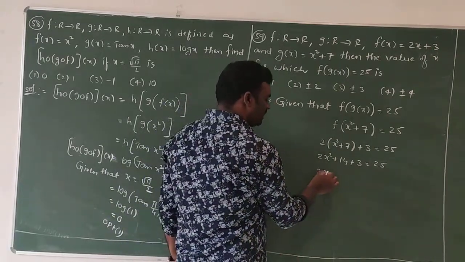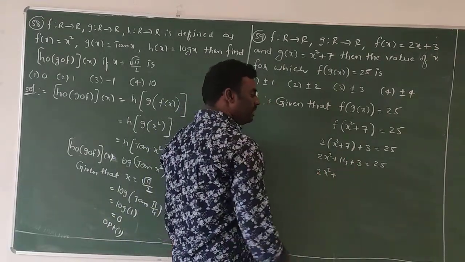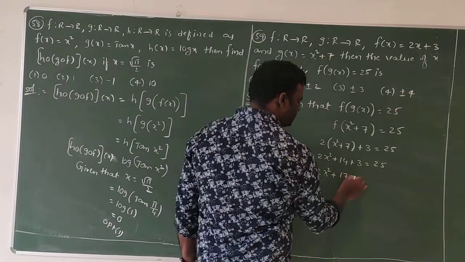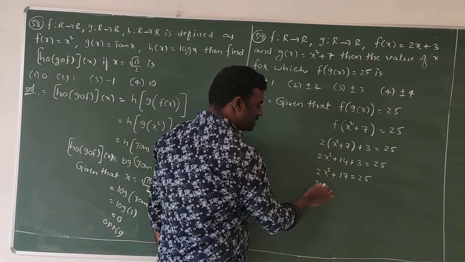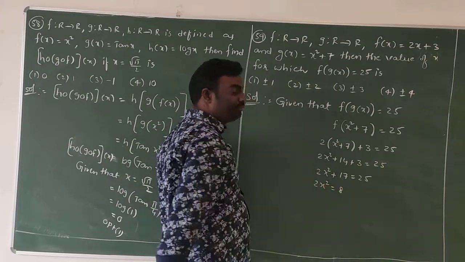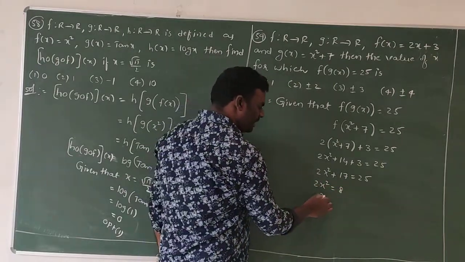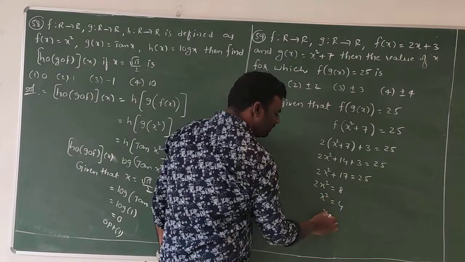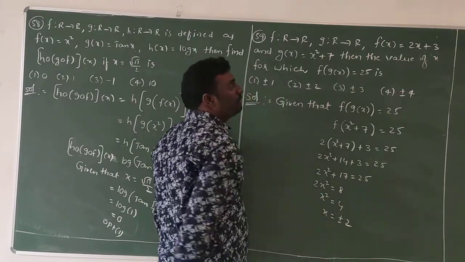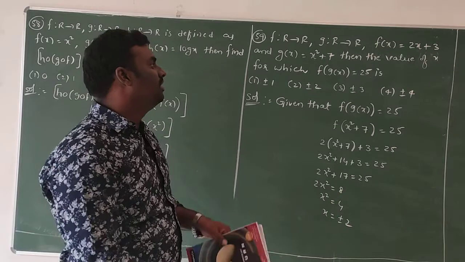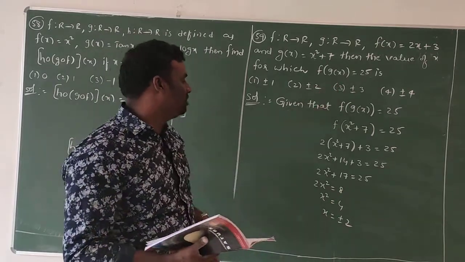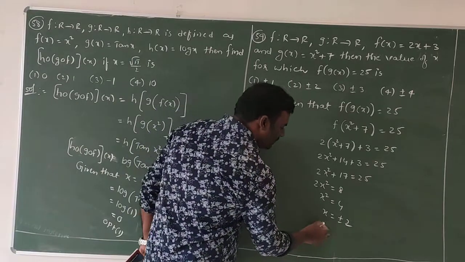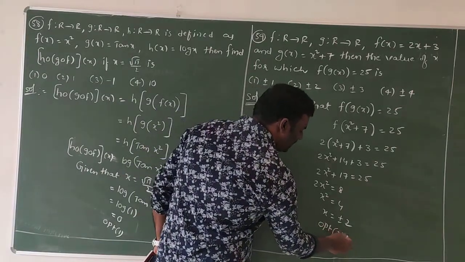Then 2x square minus 17 minus 20 equals 25. 2x square equals 8. Then x square equals 4. Then x equals plus or minus 2. This is the solution of the function by satisfying the condition f of g of x equals 25. That is nothing but option 2 is the correct answer.